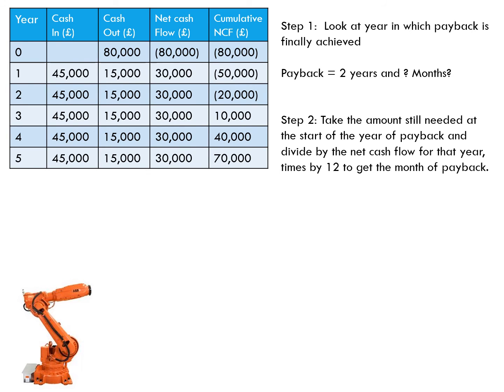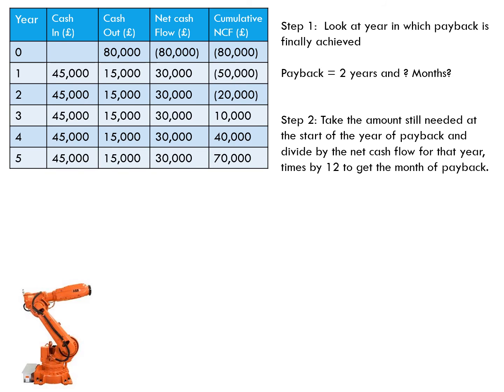To do this, we need to follow step 2. We need to take the amount still needed at the start of the year of payback and divide by the net cash flow for that year. Then if we times that by 12, we will get the month of payback because there are 12 months within a year. Effectively, what we're saying is, what proportion of the way through the year are we going to get to reach payback? And we times that by 12 and it will tell us the month.